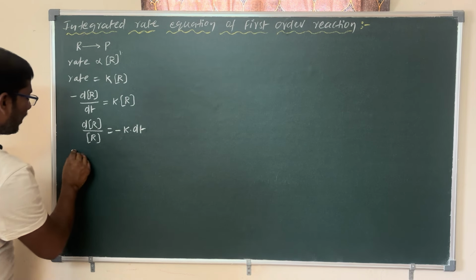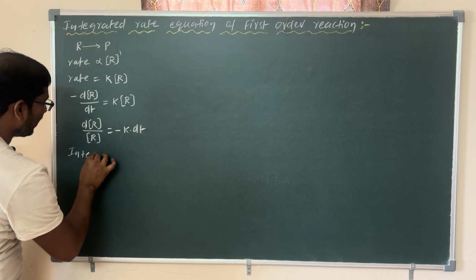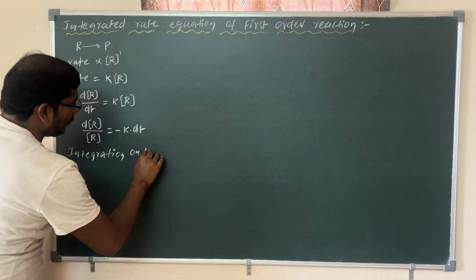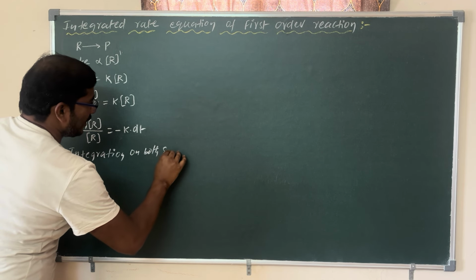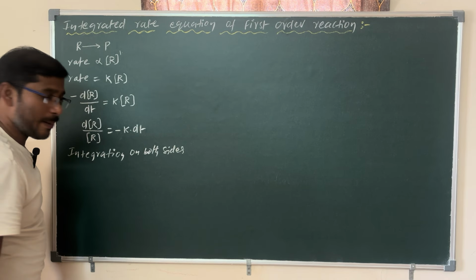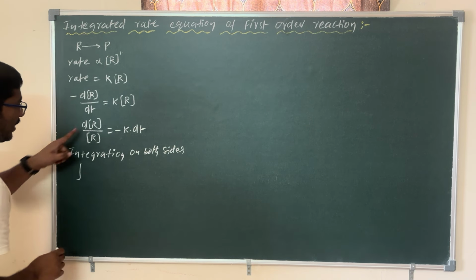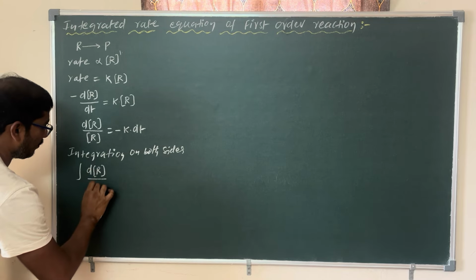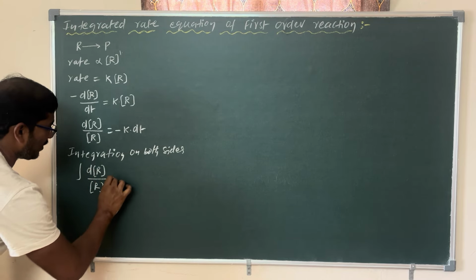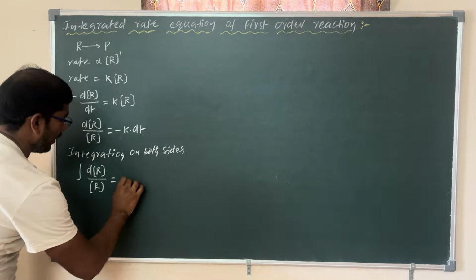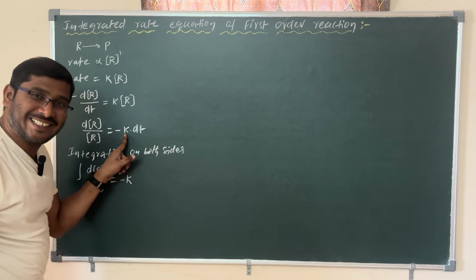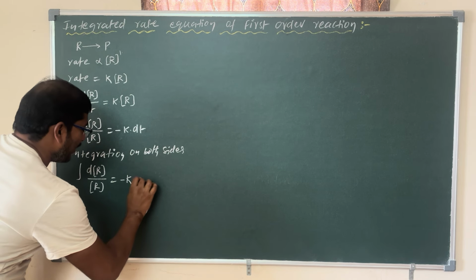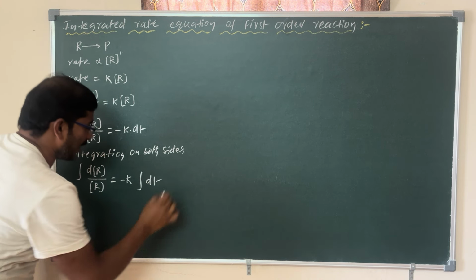So to this differential rate equation, what am I going to do, students? I am going to do integration on both sides. What we get here: the integration of the change in concentration of reactants divided by the concentration of reactants is equal to minus K. K is a constant, and to a constant we don't do any integration. The integration is done with respect to dt.